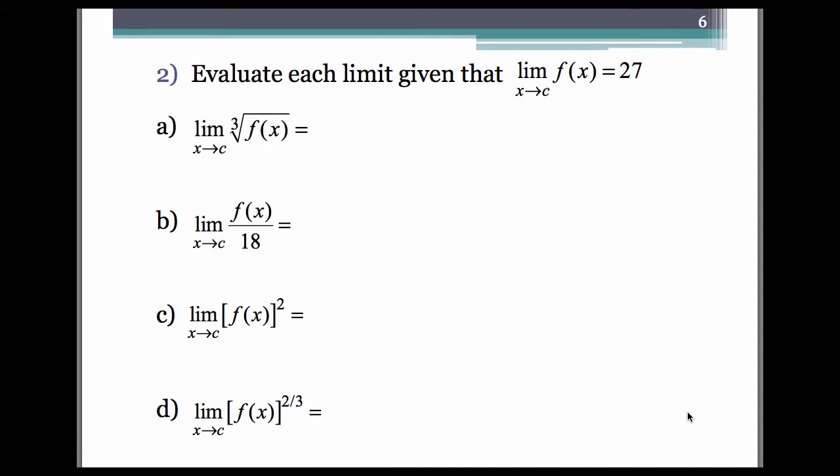Suppose now we know the limit of f of x as x approaches c is 27, and we want, first of all, the limit of the cube root of f of x. Well, that's the one in which you have the function being raised to a power, because remember, if you're doing the cube root of f of x, that's really f of x to the 1/3 power. So we would have 27 raised to the 1/3, or you could just think of it as cube root of 27, either way. But in either case, that's simply 3.